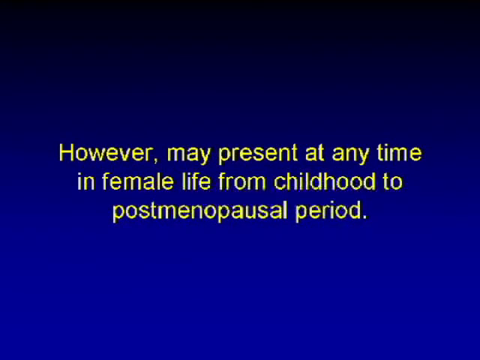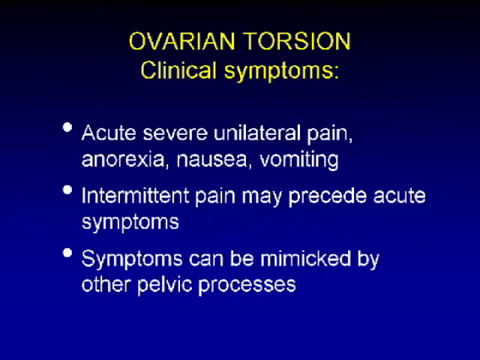However, it may present at any time in the female life, from childhood to postmenopausal period. So the clinical symptoms in ovarian torsion are very important. Patients usually have acute severe unilateral pain, anorexia, nausea, and vomiting. They have intermittent pain, which may precede acute symptoms. And also symptoms can be mimicked by other pelvic processes, especially appendicitis in young patients.